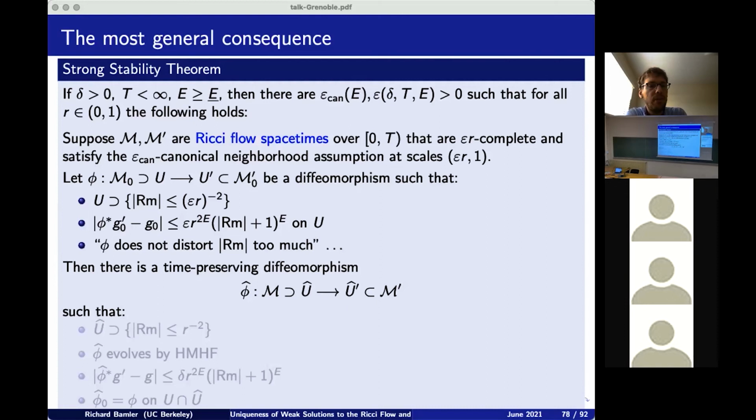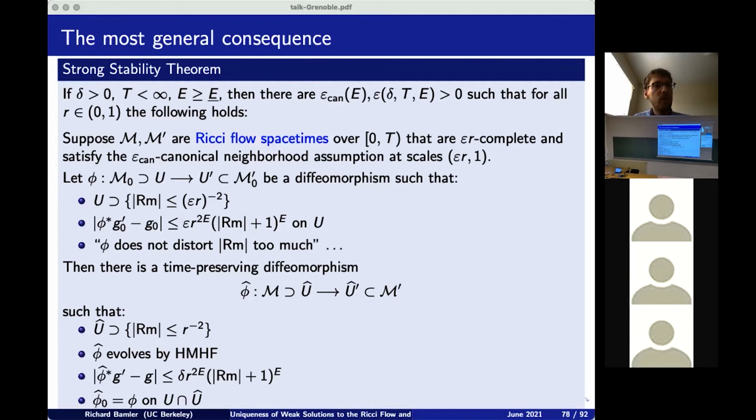Then there's a time-preserving diffeomorphism between some open subset of the spacetime m and some open subset of the spacetime m prime, such that again u hat contains the points where the curvature is not too large. Phi hat evolves by the harmonic map heat flow, and again we have a bound, basically comparable to this q bounded by q bar bound, and of course it's equal to phi naught at time 0.